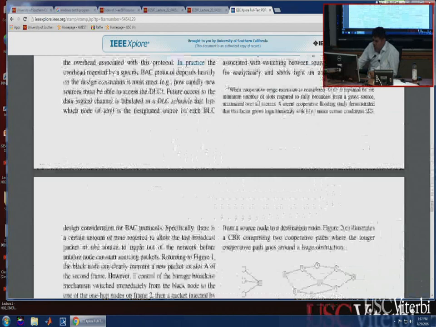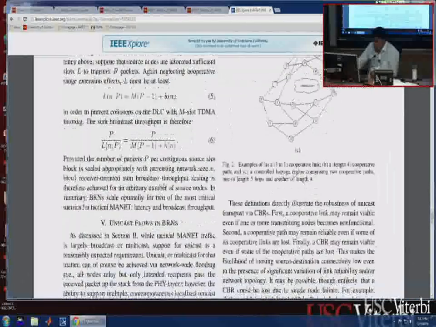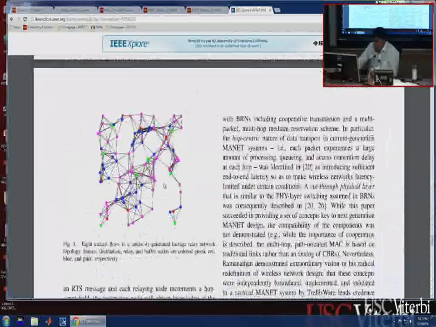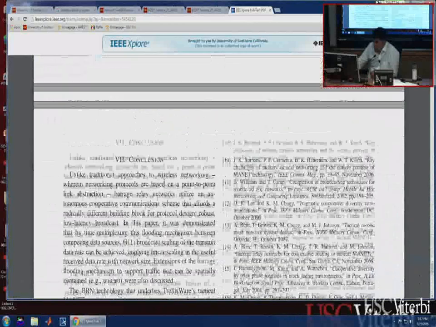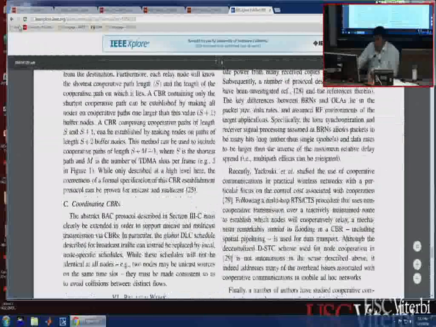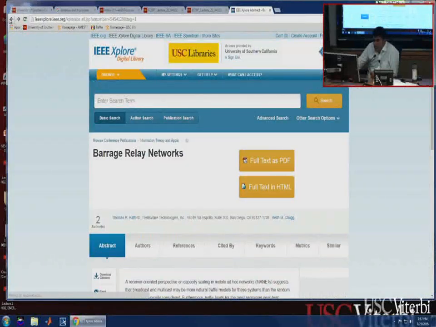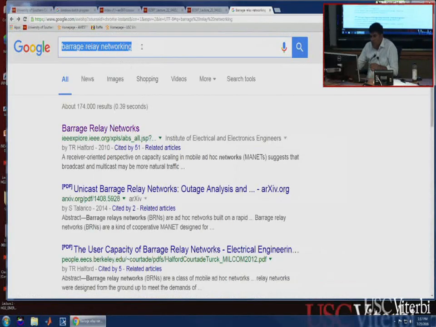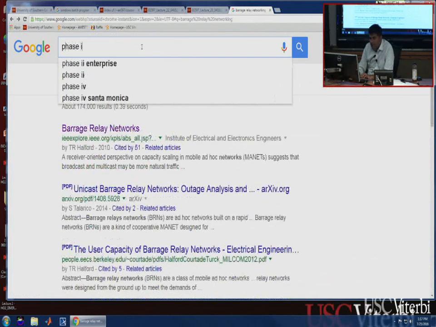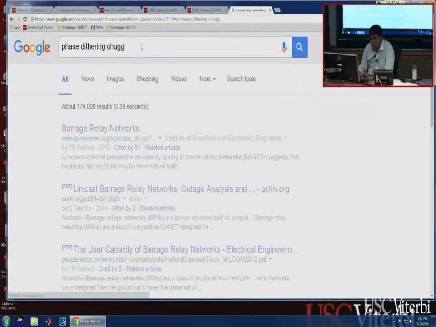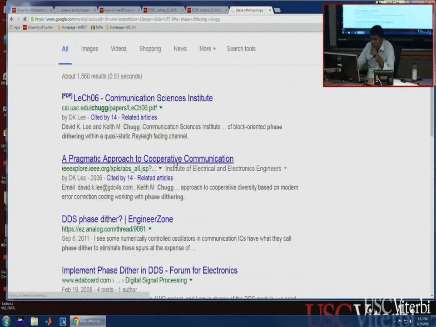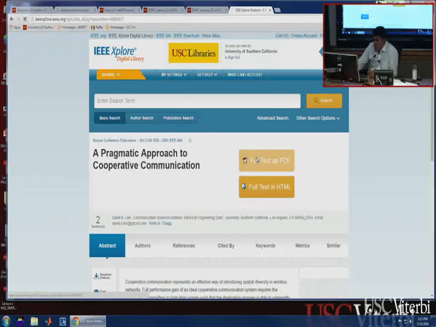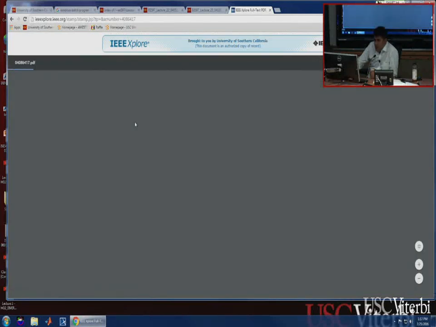This particular paper actually does not get very much into the phase dithering, but I think there's a different paper by Professor Chugh that does talk about it. And that was an earlier paper going back to 2006 where they described using phase dithering for cooperative communication.